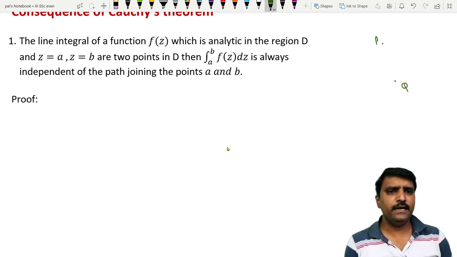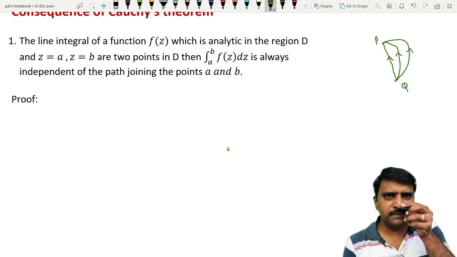If you wanted to take the line integral along this pq, you may take the straight line from p to q. You may take this type of curve from p to q. You may take this curve from p to q. If you take integration along different paths, we get different answers.